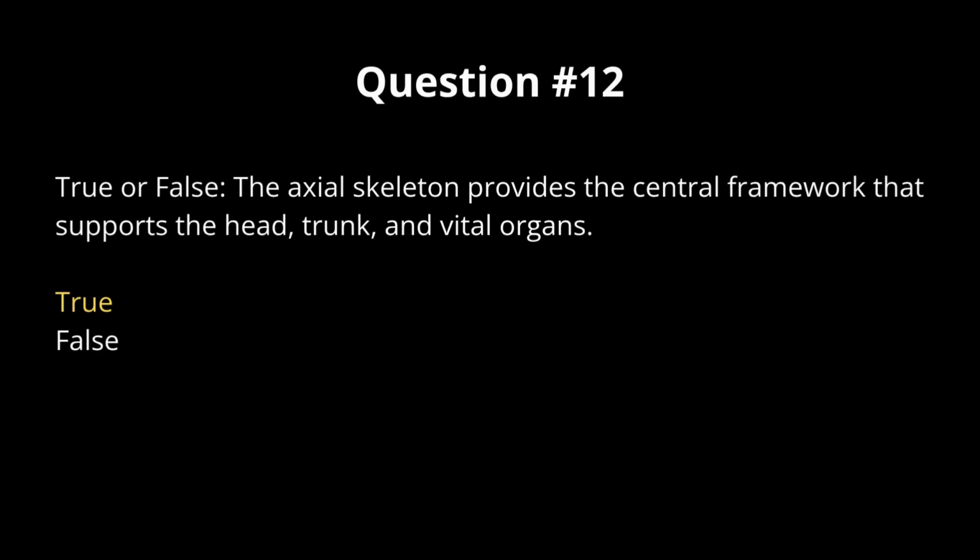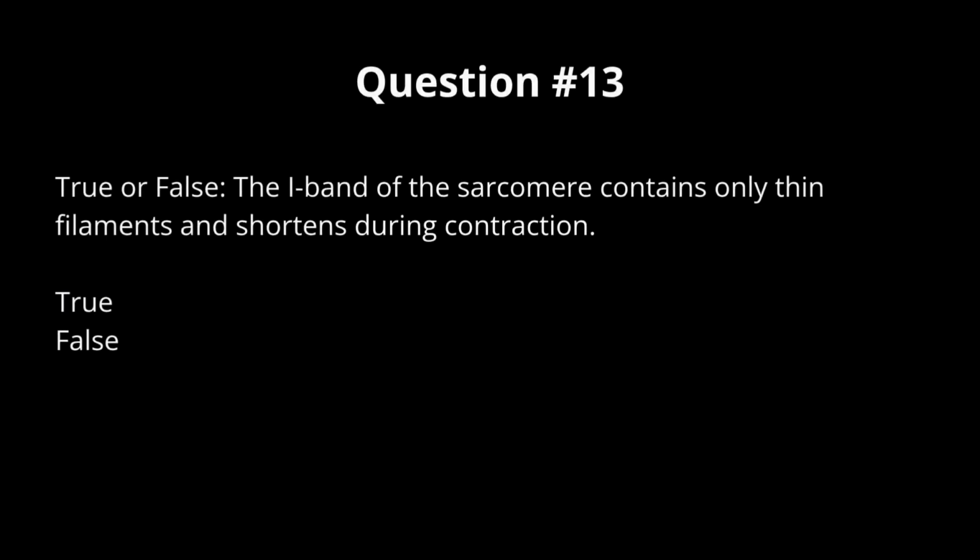Question number 13. True or false? The I-band of the sarcomere contains only thin filaments and shortens during contraction. The correct answer is true. The I-band consists solely of actin filaments, and it decreases in size as actin overlaps with myosin during contraction.